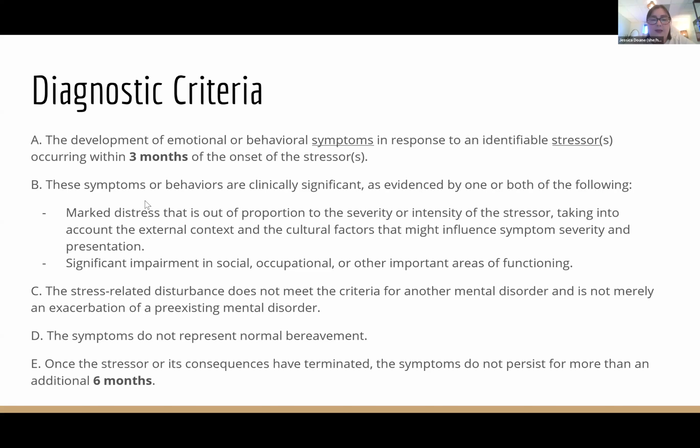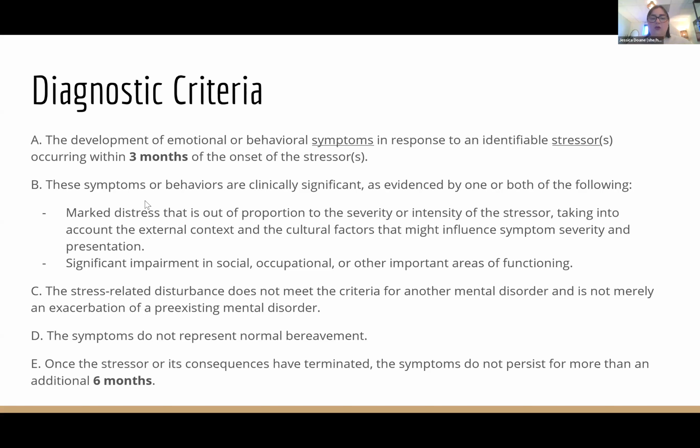The second one being significant impairment in social, occupational, or other important areas of functioning. So if we remember back to a few versions of the DSM before, they got rid of those specifiers. So now in the DSM-5 TR, they've added the specifier of impairment with social, occupational, or other important areas of functioning into this section here. C, the stress-related disturbance does not meet the criteria for another mental disorder and is not merely an exacerbation of a pre-existing mental disorder. Whew, again, a mouthful. So we've got to explore whether the disturbance is a reaction or an extension of an already existing mental health disorder, or is this something that is directly only related to the stressor?